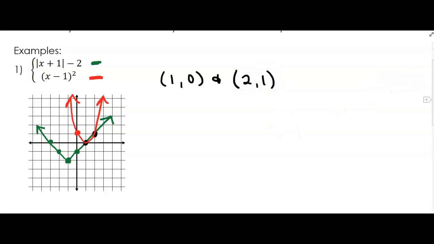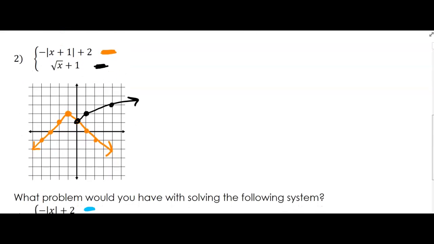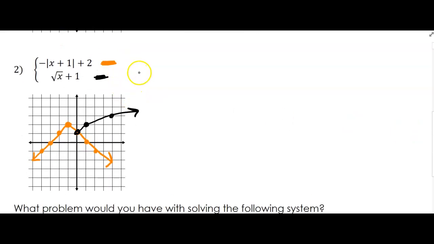Let's go ahead and take a look at one more example. Again, we see another absolute value equation in addition to a square root function. And we see that there is only one solution, one point of intersection between these two functions, at the point (1, 0). Totally fine that we only have one solution, one point of intersection.